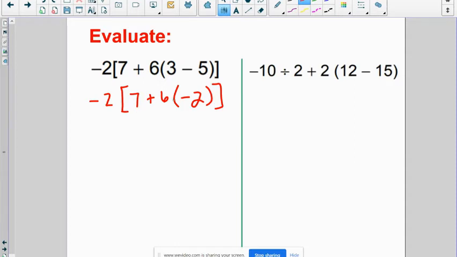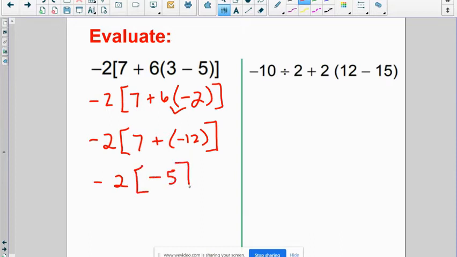Well, remember that the 6 is in front of the parentheses. That means you're supposed to multiply. So we have a choice. Are we adding the 7 and the 6, or are we multiplying the 6 and the negative 2? I said we have a choice, but we don't really. We have to follow the order of operations, and that would tell us that we need to multiply before we add. So 6 times negative 2 is negative 12. Now we can go ahead and add to finish off what's inside the grouping symbols. And 7 plus negative 12 is negative 5.